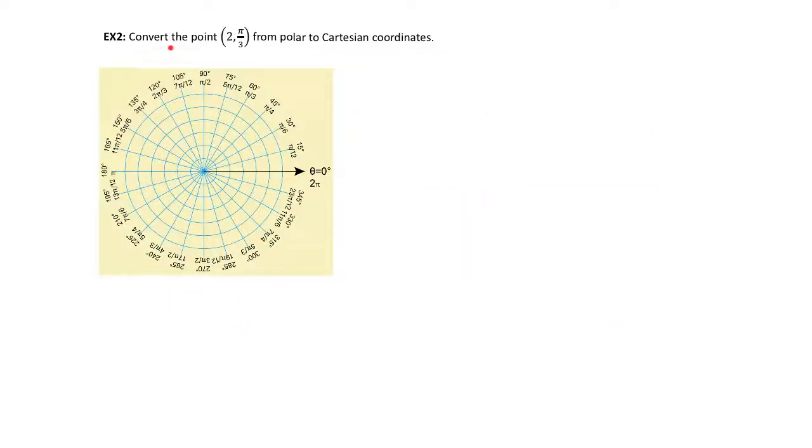Example 2 is asking us to convert the point (2, pi over 3) from polar to Cartesian coordinates. So this is a point given to us in polar form. Then that means that r is equal to 2, and theta is equal to pi over 3. That point will be, let's see, pi over 3 right here corresponds to 60 degrees.